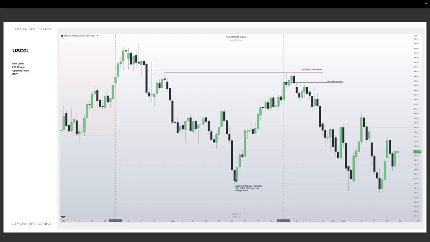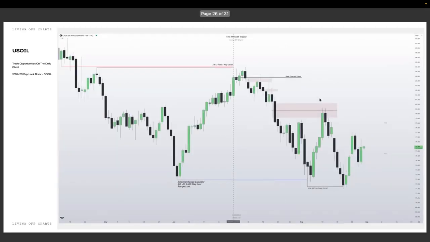Usually you wouldn't have this signature of 20, 40, and 60 being the same. However, in this case we did. If you had a 20, 40, and 60 being different, you would mark both those lows as a potential draw on liquidity for the new quarter.